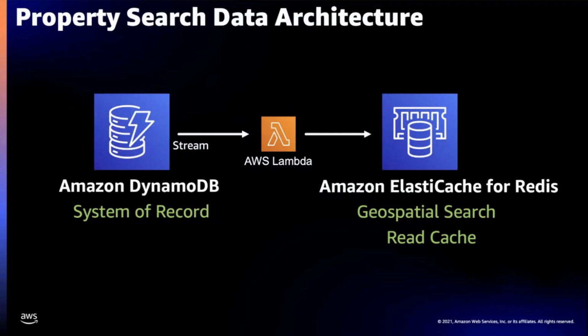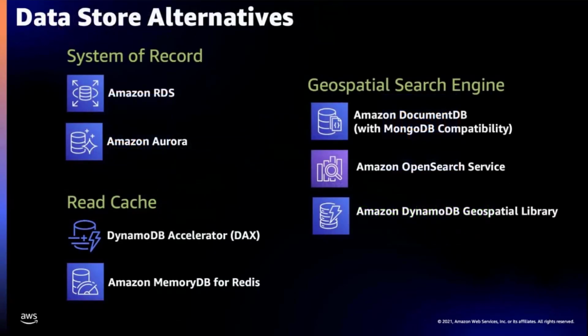DynamoDB has a facility built into it called streams that allows you to do change data capture. Anytime something is added or changed in DynamoDB, it creates an entry in a stream, and we can create an AWS Lambda function that will be triggered to then go update ElastiCache for Redis and reflect that data change there, so we can use it for those geospatial searches or those point reads.